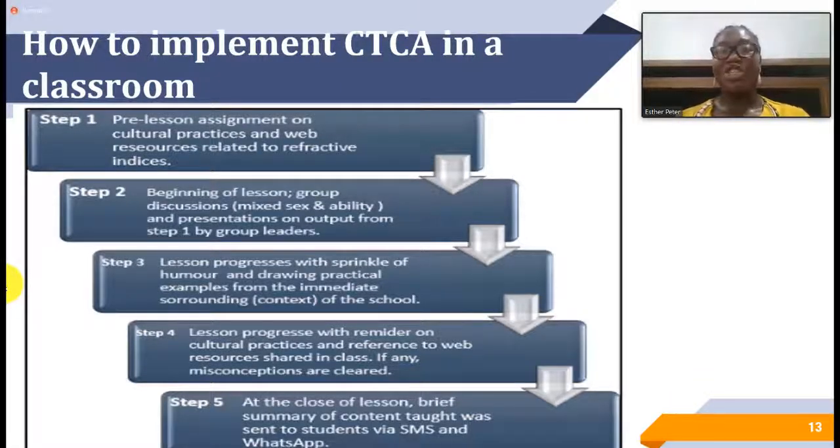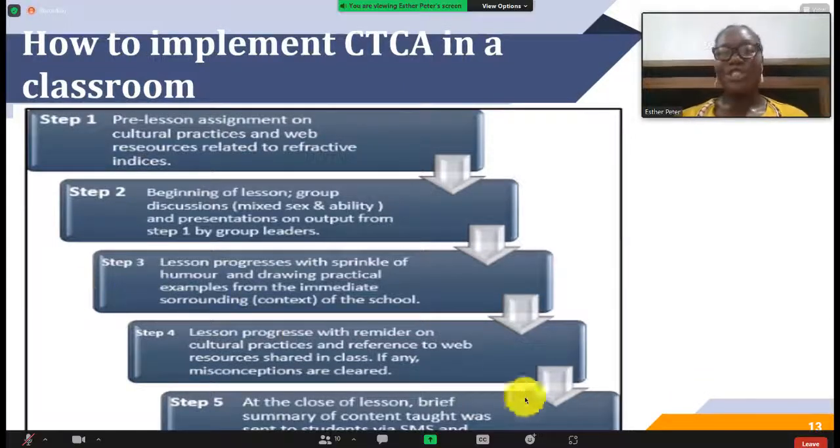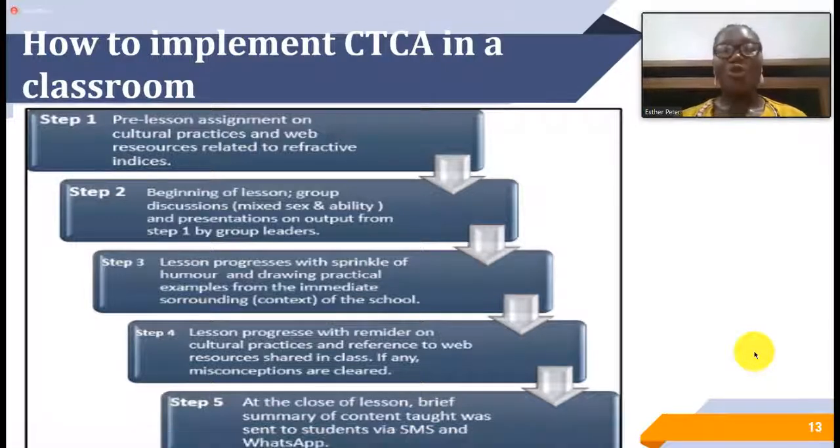So step 3 was the lesson progresses with a sprinkle of humor, where the teacher draws practical examples from the immediate surroundings of the school. While the fourth step was the lesson progresses with the reminder on cultural practices. The teacher shed more light on what computer networking is, and also shared his or her own cultural practices.